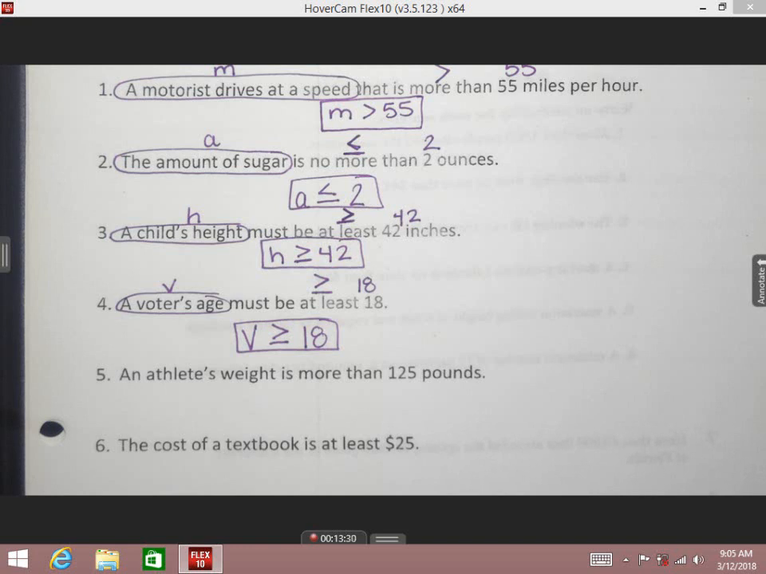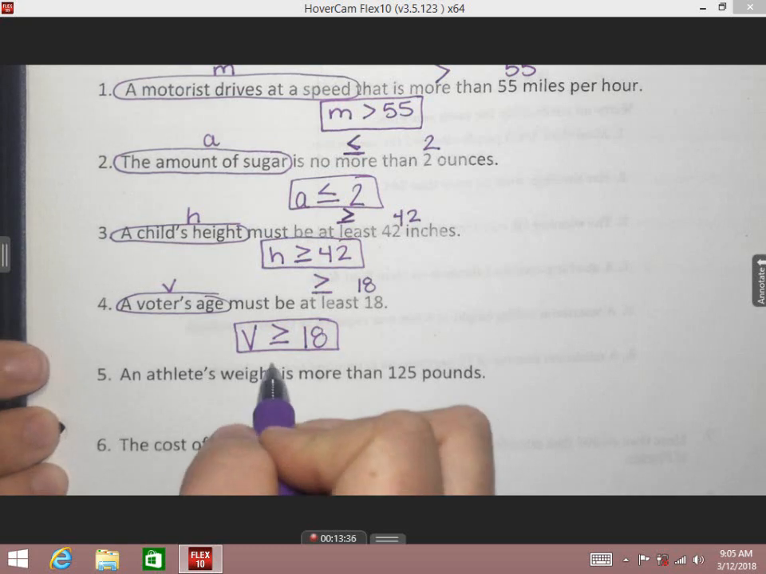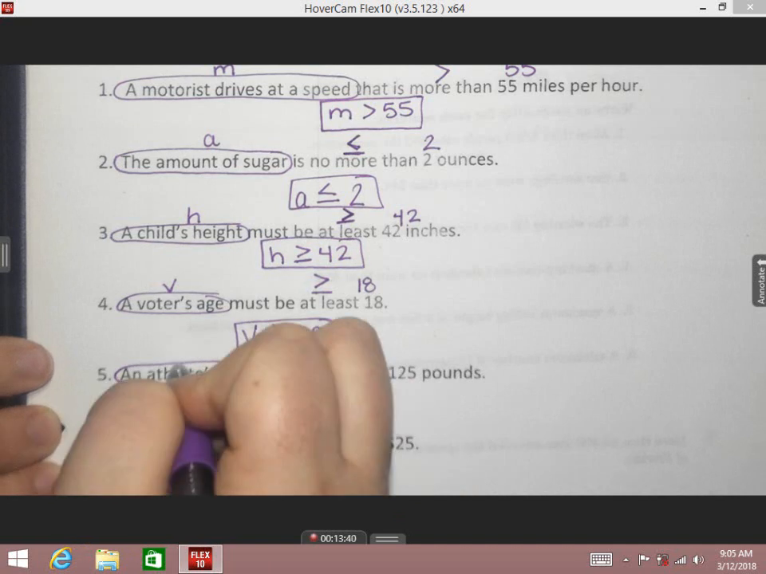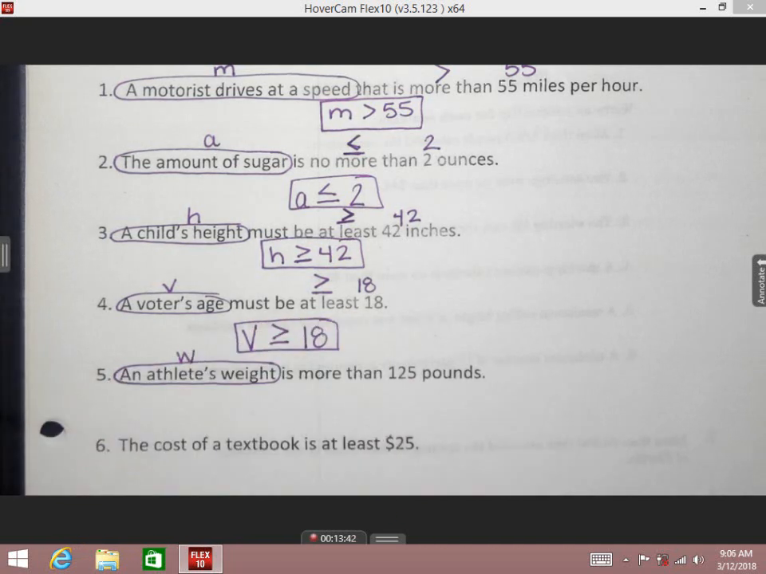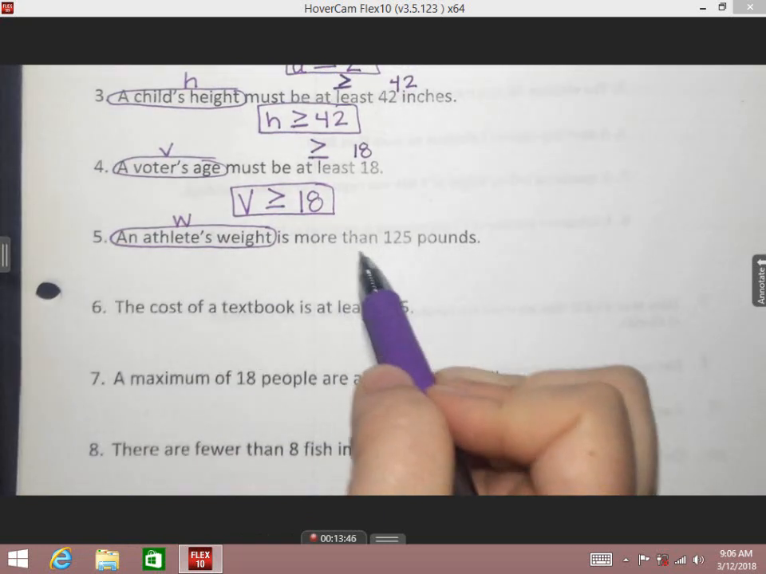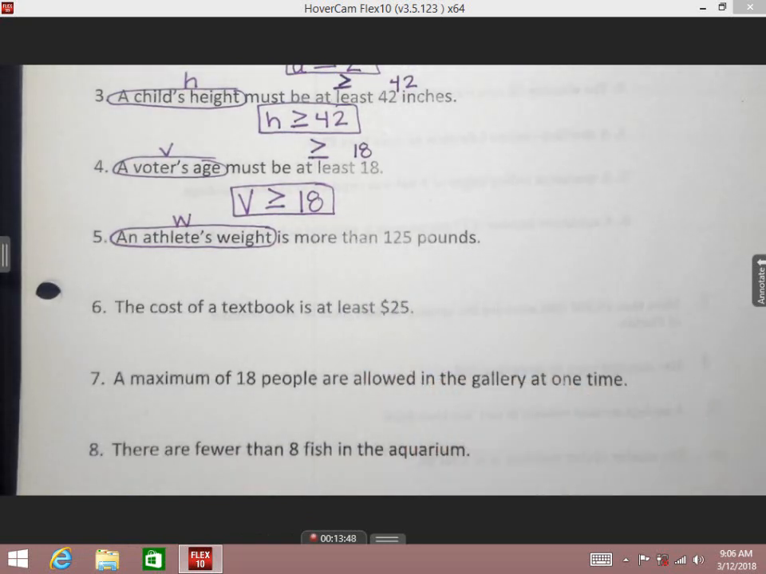All right, next one. An athlete's weight is more than 125 pounds. Cameron, what are we talking about here? The athlete's weight. Cameron, what variable would you like to use? W. That works because we're talking about the weight. All right, it says the athlete's weight is more than 125 pounds. What symbol do you think we would need for more than? More than.